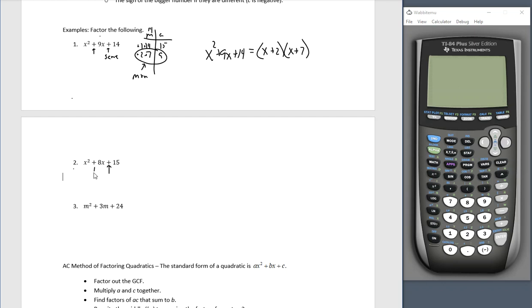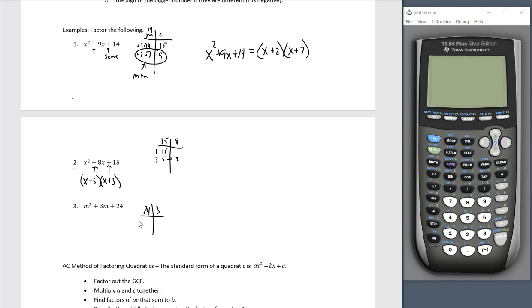The same sign, they must both be positive. I want to multiply to be 15 and add to be 8. I have 1 and 15, 2, no, 3 and 5. Oh look, 3 and 5 add to be 8. This is x plus 5 times x plus 3. Again, we want to multiply to be 24. We want to add to be 3.